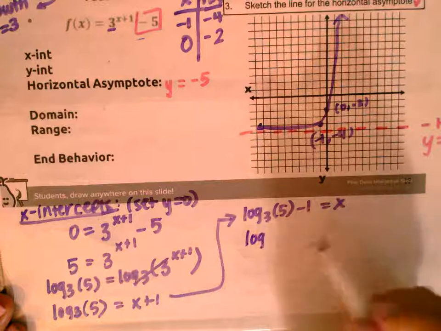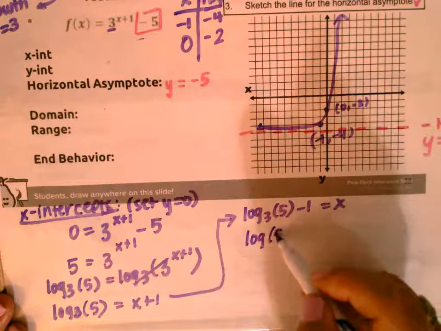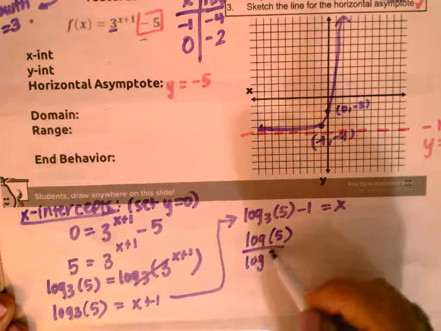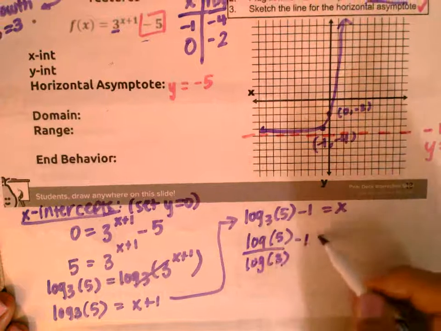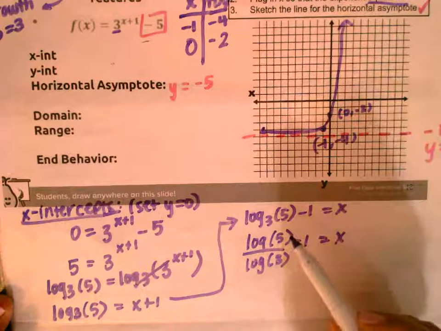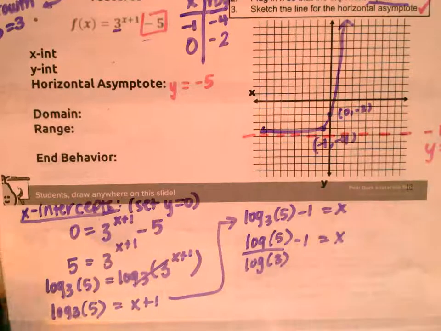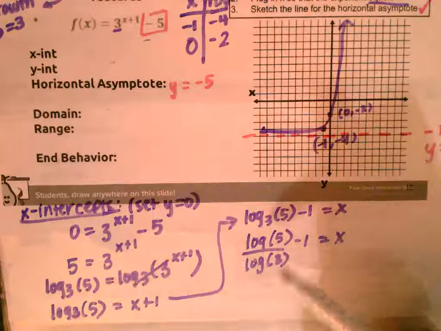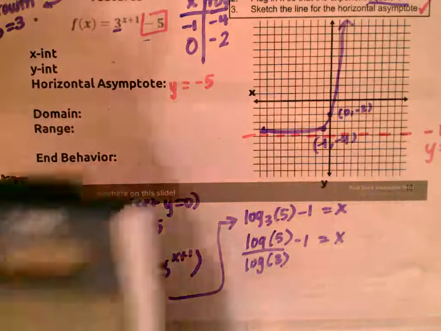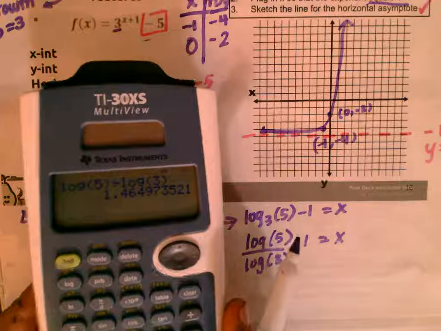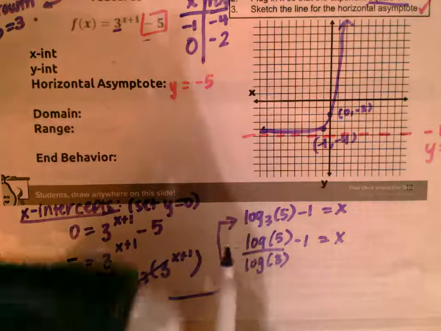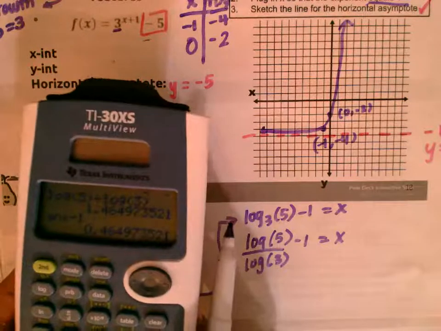So using the change of base formula means that the base goes on the bottom, changing the base to base 10. So log of 5 divided by log of 3 minus 1 gives us x. And if I grab my handy dandy calculator, remember how I said we might need them today? Enter in log of 5 divided by log of 3, and you get 1.4649, and so on and so forth. Subtract 1 from it, and we get about 0.4649.